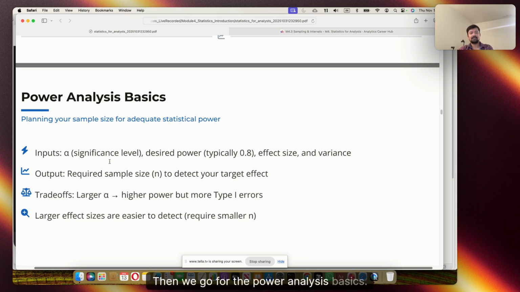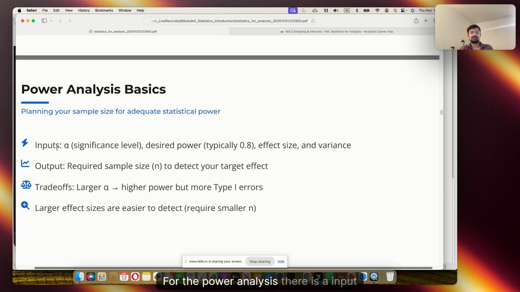Then we go for the power analysis basics. For the power analysis there are inputs, which include the significance level that you want. So power analysis ultimately is, let's say I want to compare two populations and I don't have the data, I don't have the sample set, I need to go and collect it. How many samples would be more than enough for me to test my hypothesis? That is power analysis.